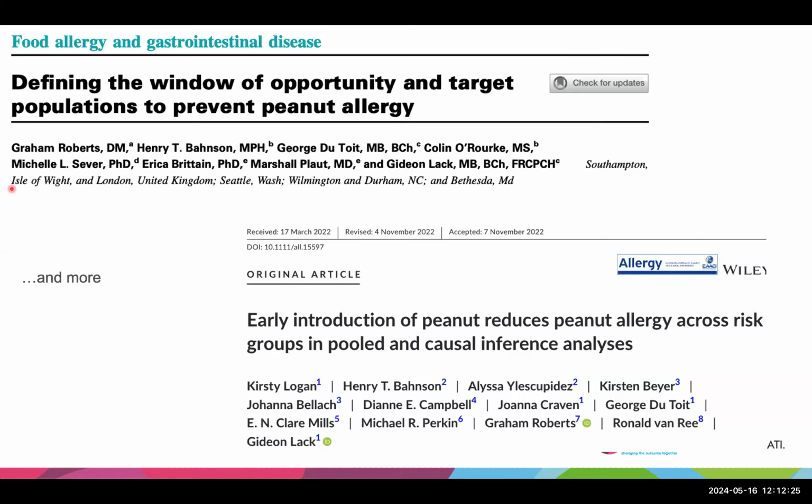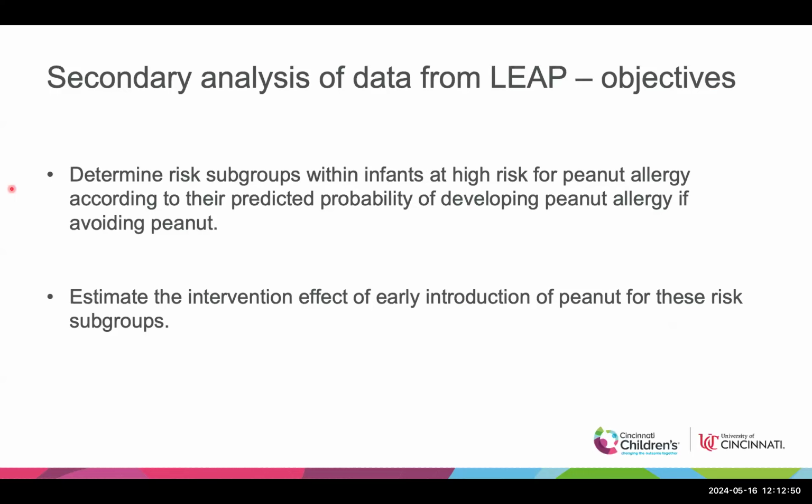And there are more papers that look into which risk groups are at risk to develop peanut allergy. These papers usually use not only LEAP, but more cohorts, which we didn't have access to. What is maybe different in most of these papers compared to ours is that they usually use pre-specified subgroups. We actually used machine learning to find risk subgroups within these infants in the LEAP trial. And after we found these risk subgroups, we estimated the intervention effect of early introduction of peanut for these risk subgroups.